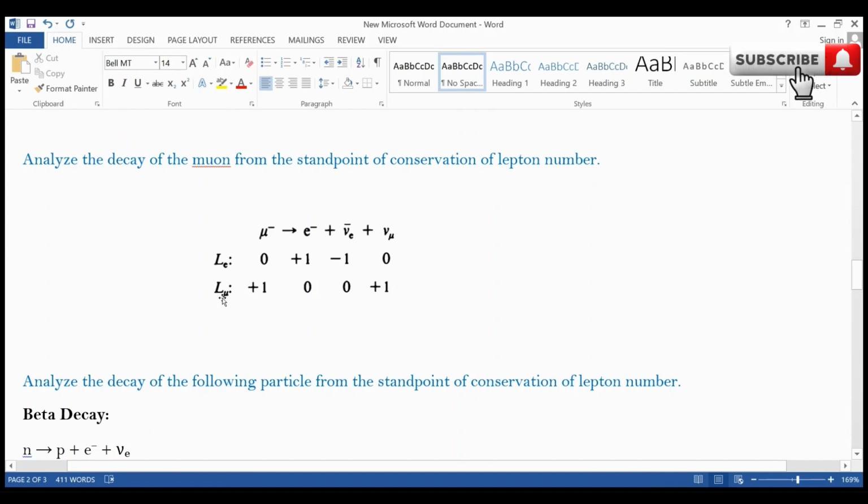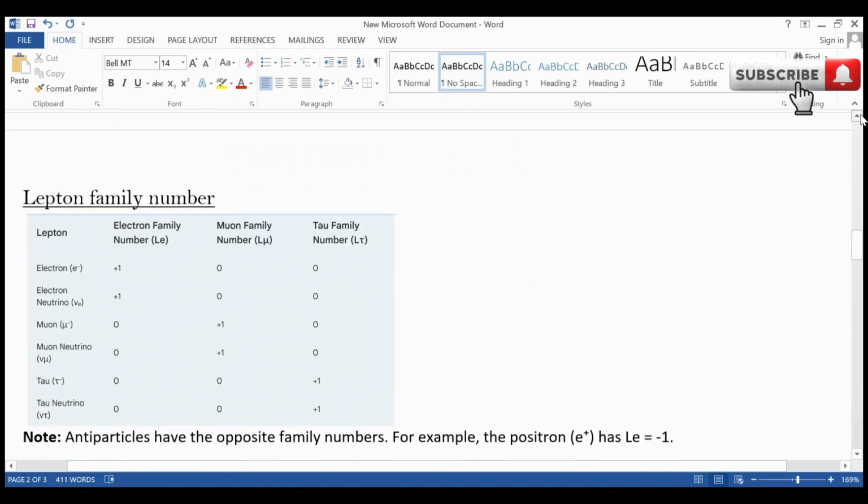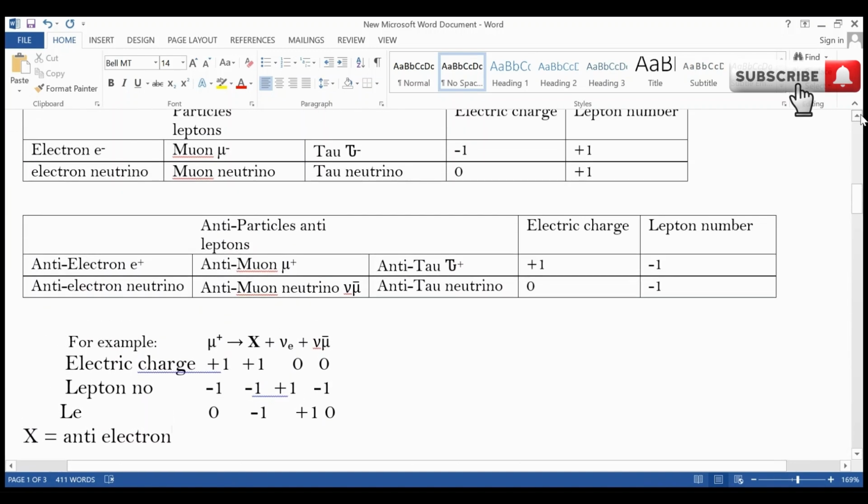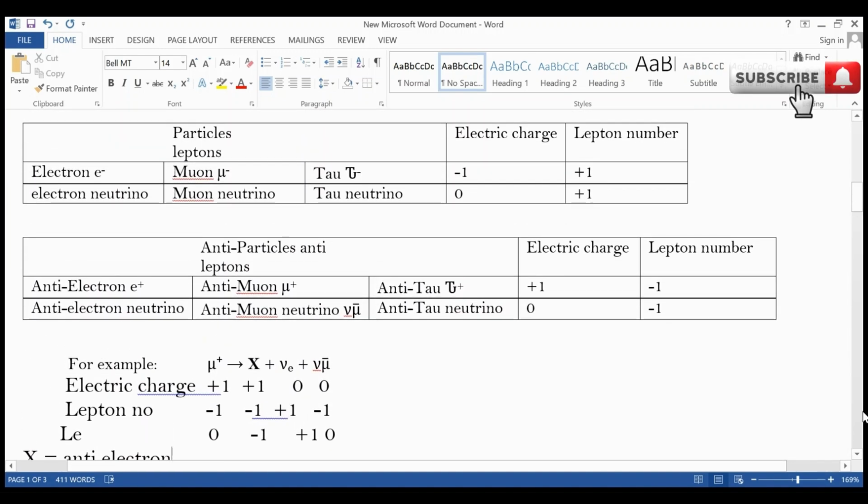For muon lepton number, muon belongs to muon lepton family, so +1. Electron doesn't belong to muon lepton family, so 0. Also anti-electron neutrino doesn't belong to muon family, so it would also be 0. And muon neutrino belongs to muon lepton family, so also +1. On reactant side we have +1, on product side we have +1, so muon lepton number is also conserved. You only have to memorize these three tables and you can easily solve all types of problems regarding lepton conservation.